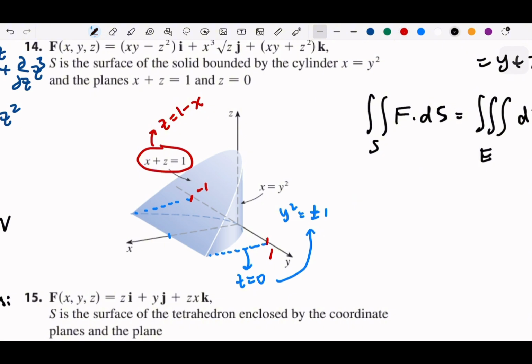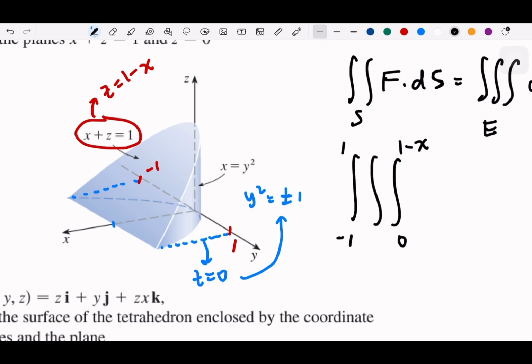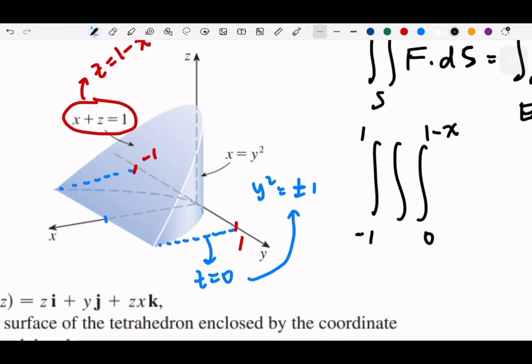So I will take this. First is negative 1 to 1, that is for dy. And for dz, it's from 0 to 1 minus x. So one left is for x. Look at here: x will be from the origin, which is y squared. If we look from the top, this will be the right side, and this will be the left side. So y squared until this is 1. So that's why we have y squared until 1.